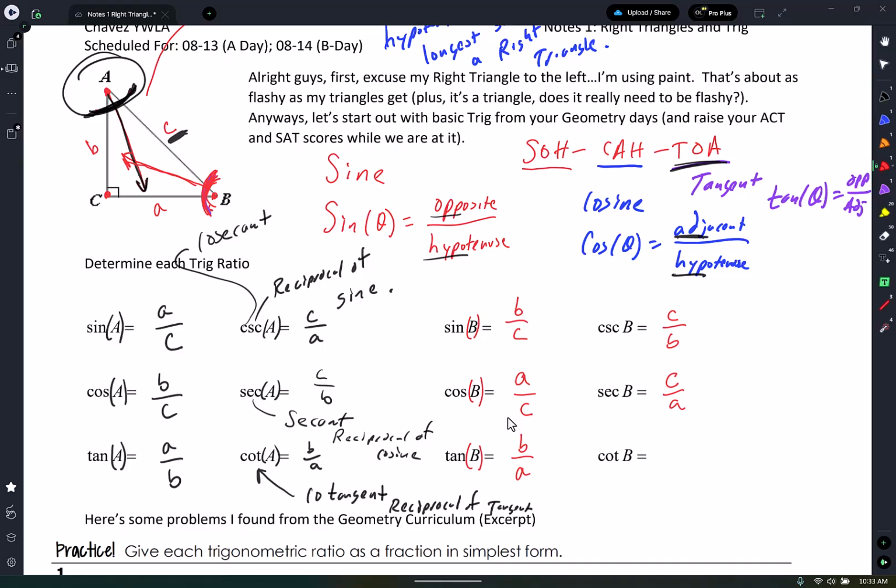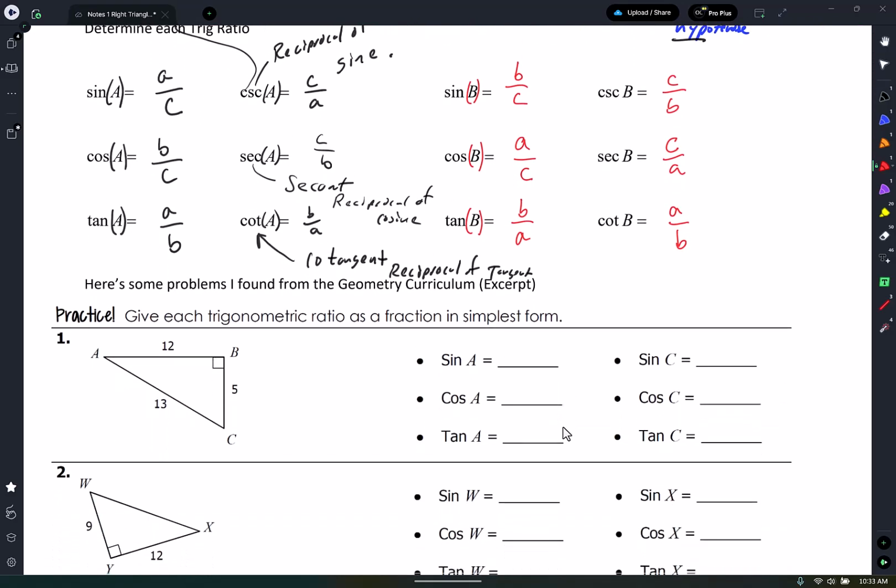Cotangent B. What is it, guys? A over B. How are we feeling? Not bad, right? Okay, let's keep going. Now we're just going to use them. Let's pay attention to the argument. When I say argument, it's whatever's in parentheses there. That's what you call the argument.